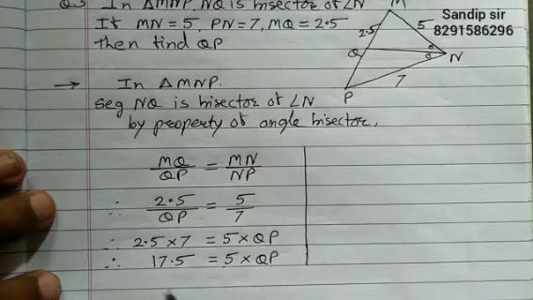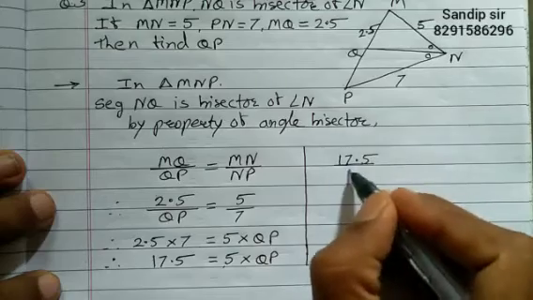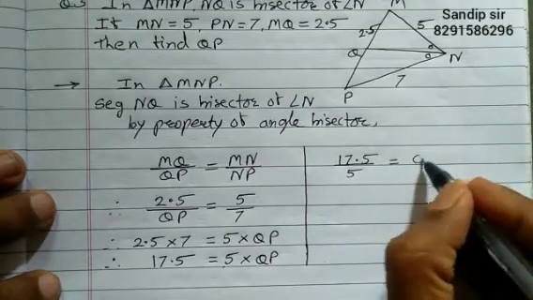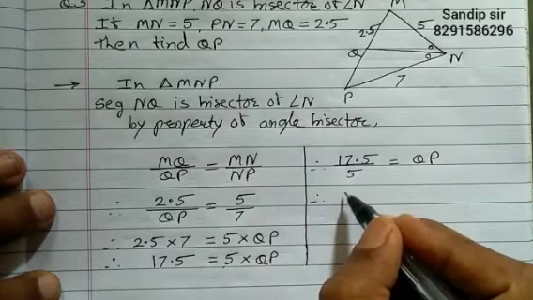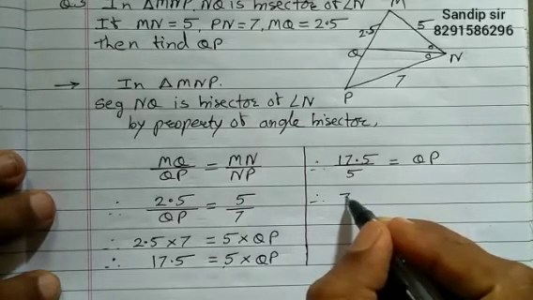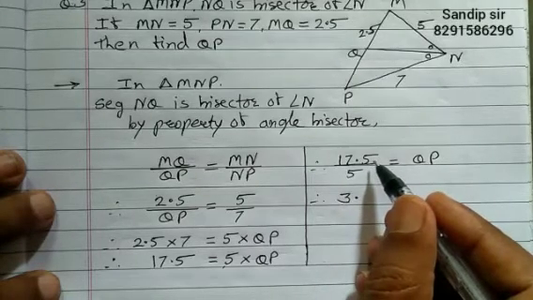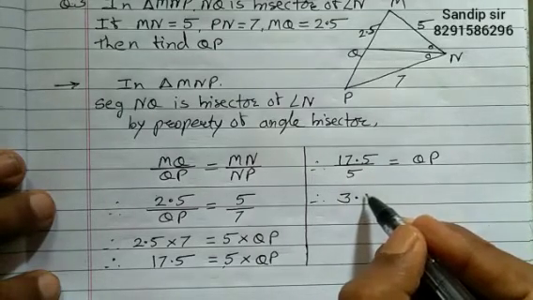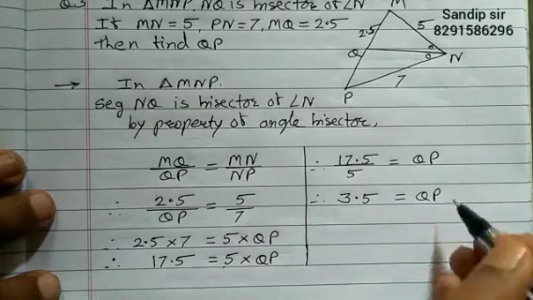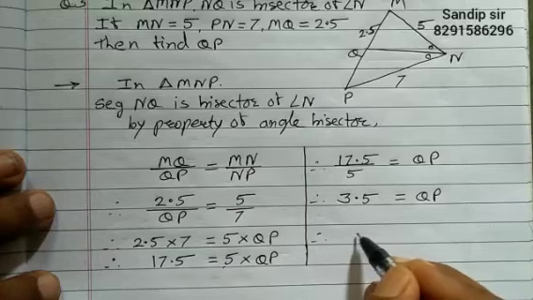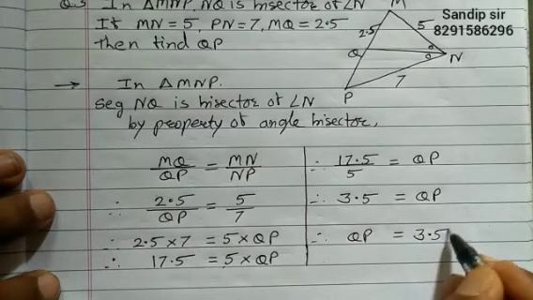Now this 5 comes to the left in a division form, equal to QP. What is the division now? 5 1s are 5, 5 2s are 10, 5 3s are 15, remainder is 2, 2 and 5, 25, 5 5s are 25. That's why we get QP is equal to 3.5 here.